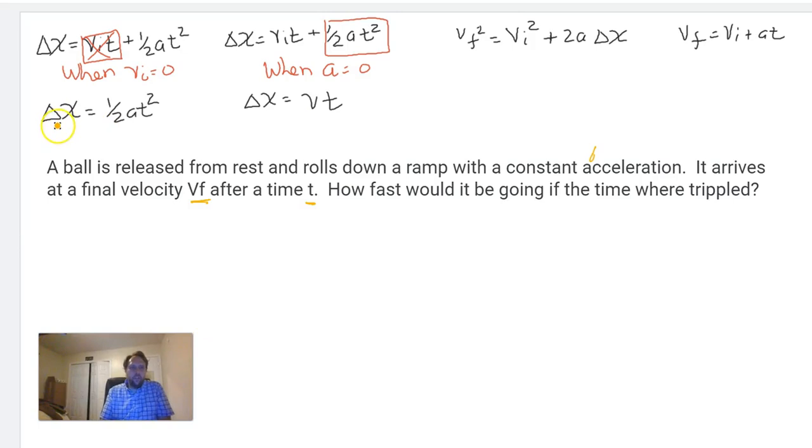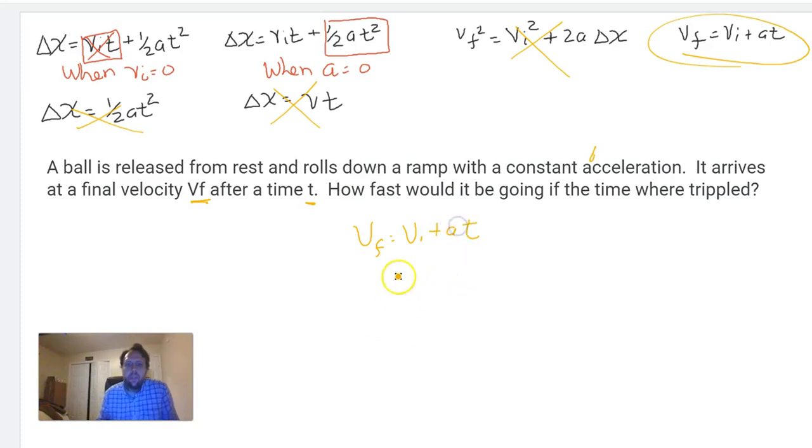Which equation relates velocity? Does this one relate velocity? No. This one has velocity and time, but a has to equal 0. No. This has final velocity, but no time. We must be playing with this one. So VF equals VI plus AT. Again, the initial velocity is 0 because it starts from rest and we have a constant acceleration.